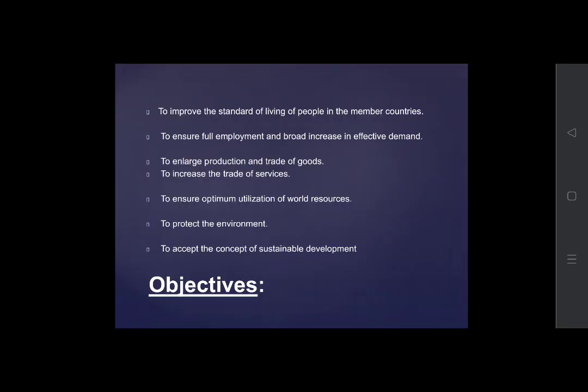Objectives: to improve the standard of living of people in member countries, to ensure full employment and increase effective demand, to increase the production and trade of goods, to increase the trade of services, to enhance the optimal utilization of world resources, to protect the environment, and to accept the concept of sustainable development.